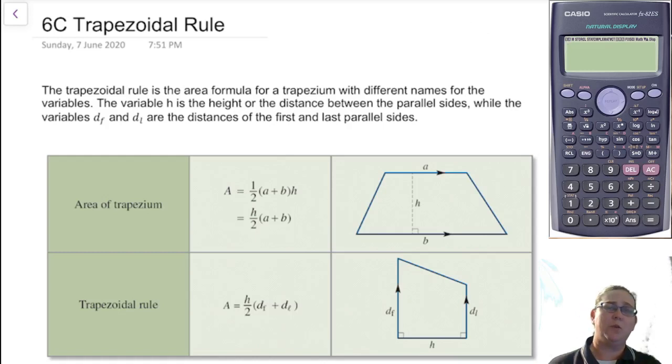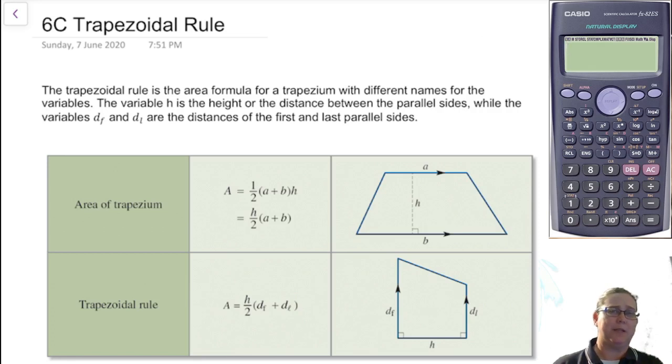Hello everyone and welcome to this video on measurement, all around the trapezoidal rule. So the trapezoidal rule is a rule that deals with the trapezium, which also can be called a trapezoid depending on where you are in the world. Here in Australia we like to call it a trapezium.